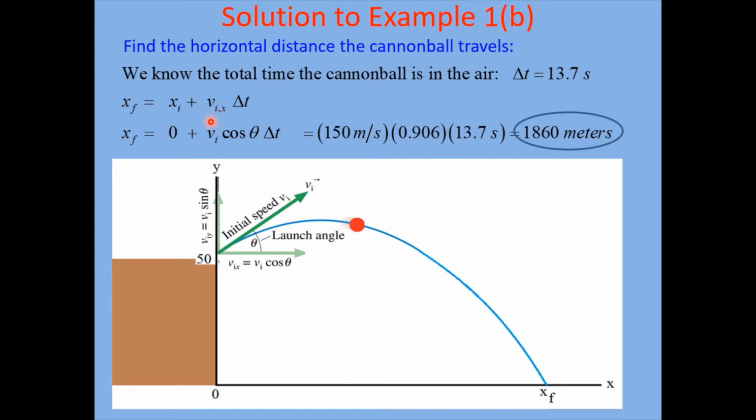And all we have to do is add v i sub x times the time. So remember, v i x is equal to v i, which is 150, that's the launch velocity, times the cosine of theta. And so we have cosine of 25 is equal to 0.906, and then we multiply that by 13.7. So the product of these three numbers right here is 1,860 meters. So that's the horizontal distance that the cannonball travels before it crashes into the ground over here.